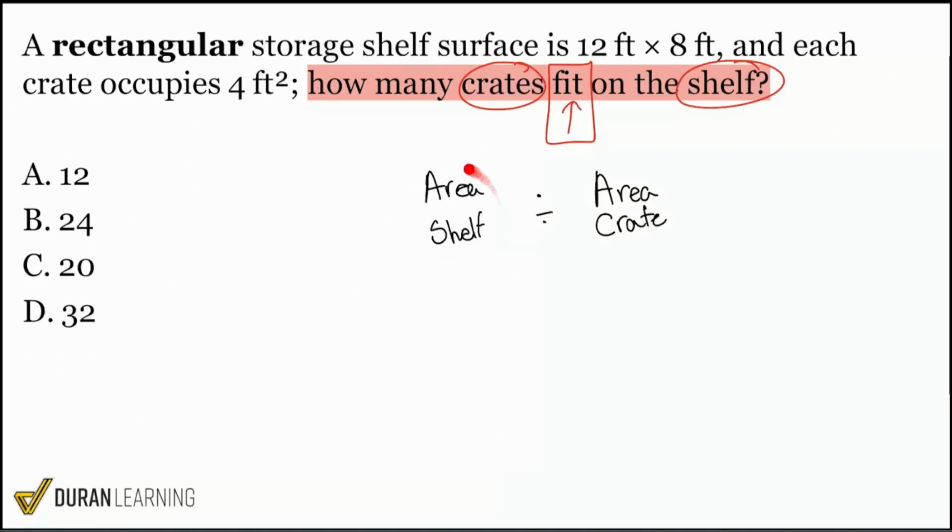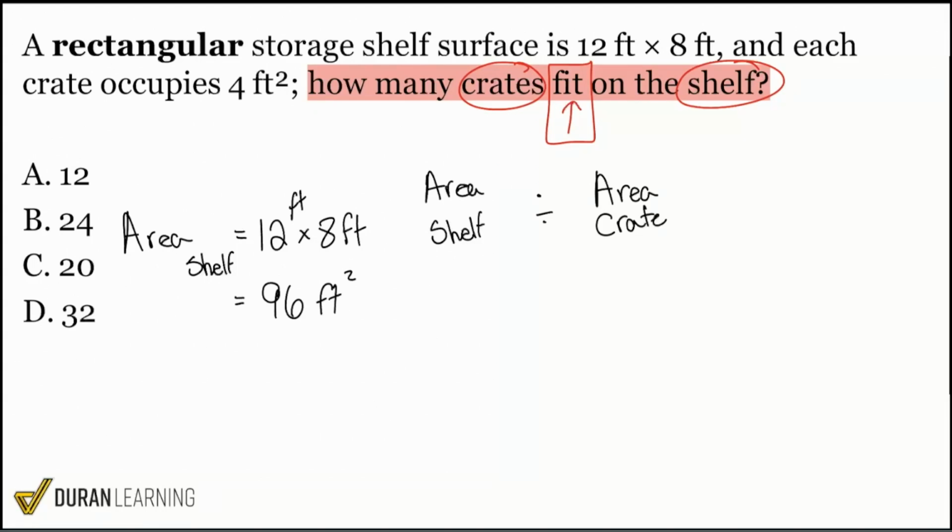The shelf, what is that going to be? It's a rectangular storage shelf, and its surface is 12 feet by 8 feet. If I wanted the area of the shelf, my party people, that's going to be 12 feet times 8 feet, because that is the area of a rectangle, and that'll be 96 square feet. And everybody help me out, what was the area given to us for each crate? Yeah, that's going to be 4 square feet.